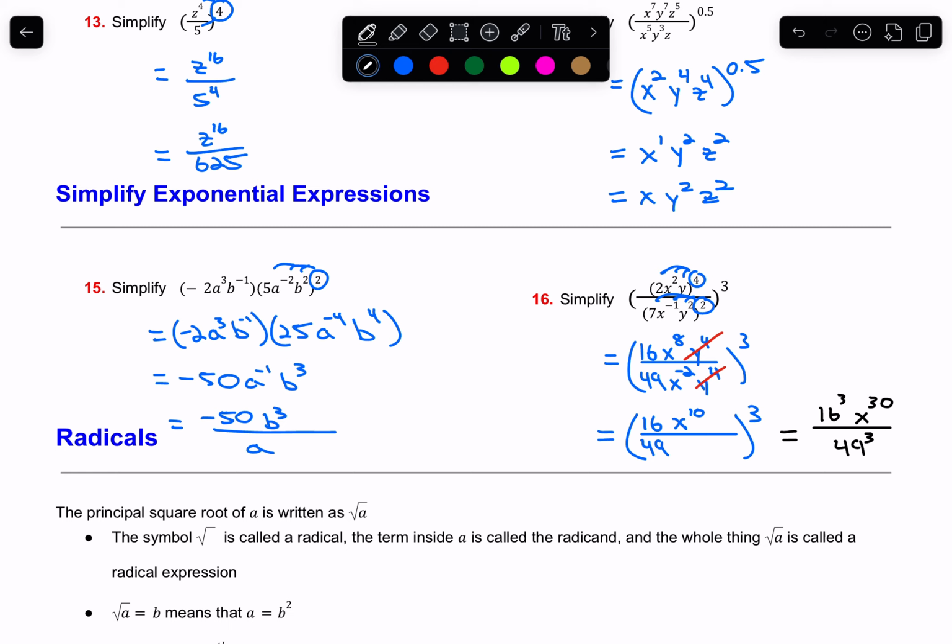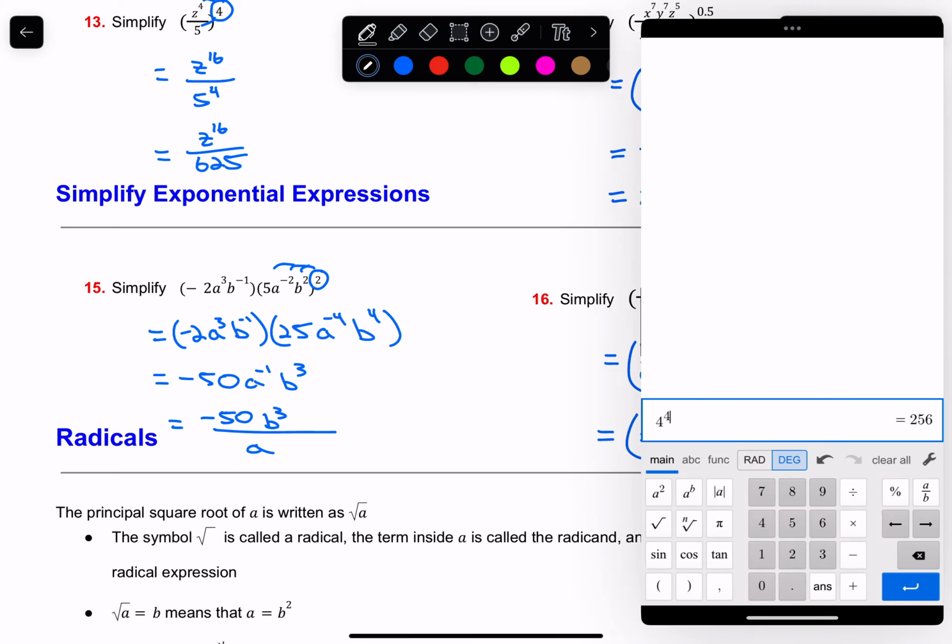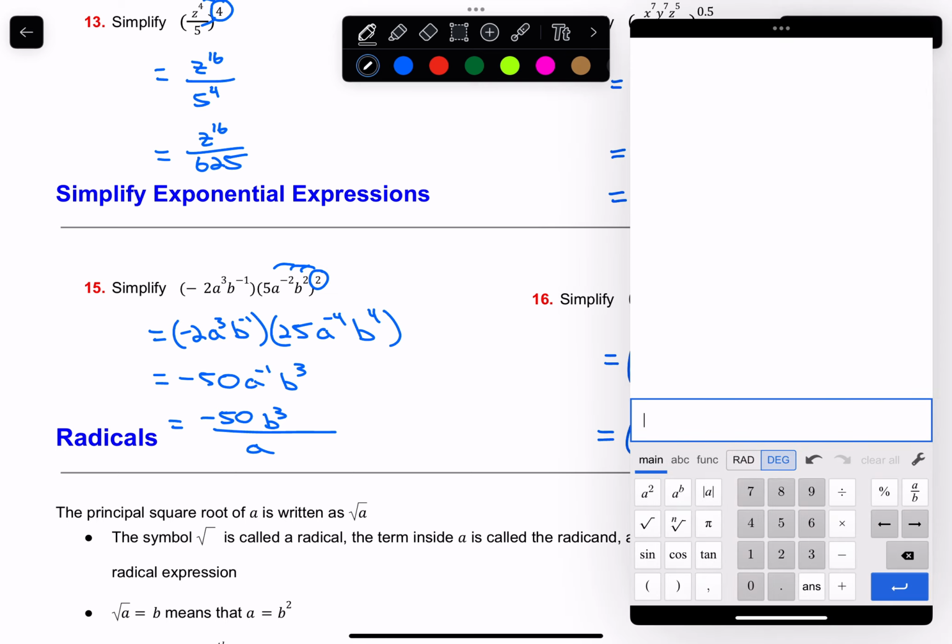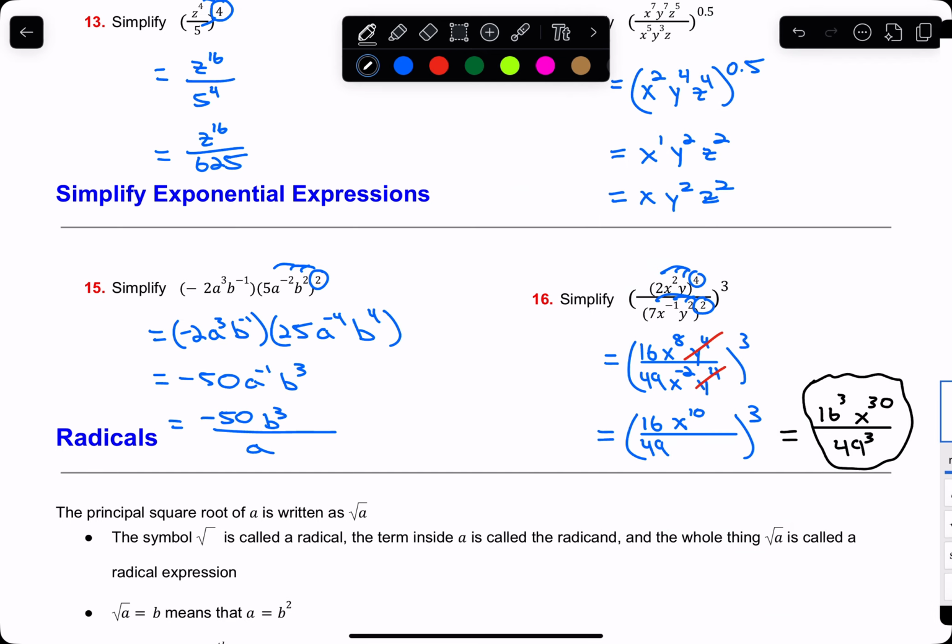So I'm going to show you what it looks like, but really we're just going to end up leaving it like this: 16 cubed x to the 30 over 49 cubed. So if I tried it, fraction 16 to the power 3 over 49 to the power 3. You see how big and ridiculous those numbers are? So although we could write it as 4,096 over 117,649, I think our answer looks a whole lot better if we leave it as is, which is 16 cubed over 49 cubed.